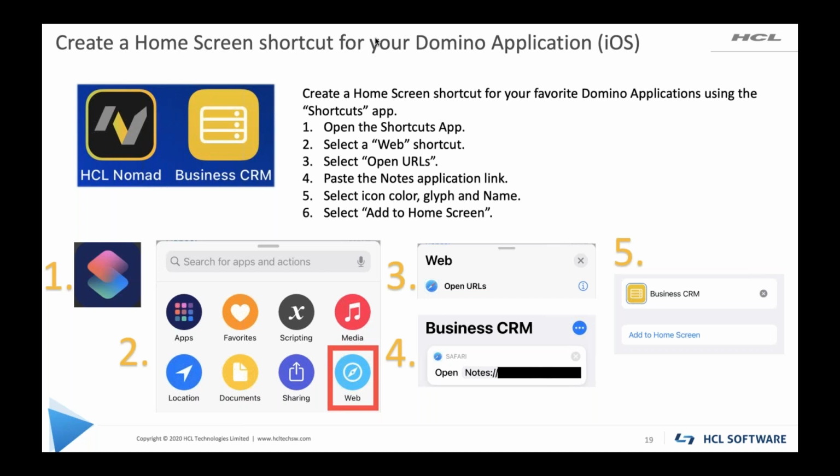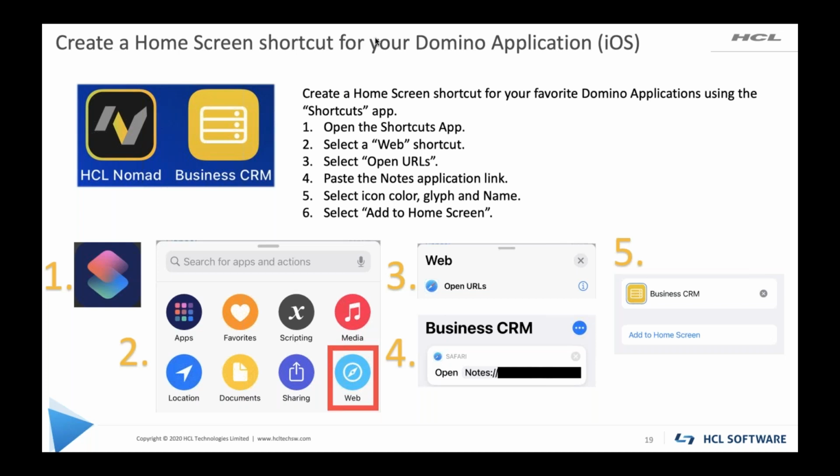You first need to use the iOS shortcuts application. So if you do not have it installed yet, you can install it from the App Store. This is an application provided by Apple to go through this process and to create these home screen shortcuts. Once you have it, you launch it.